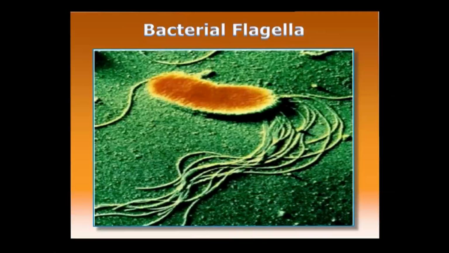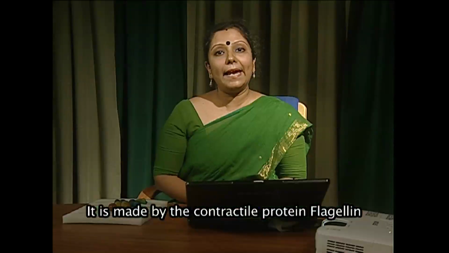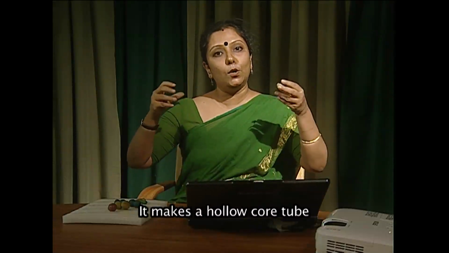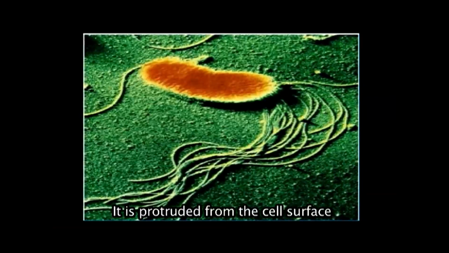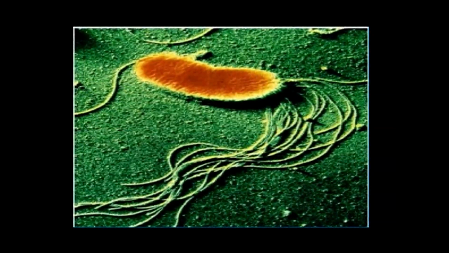The first one is bacterial flagella. Bacterial flagella is needed for the bacterial motility. It is made by the contractile protein flagellin. It makes a hollow core tube. It is protruded from the cell surface and it has 90-degree bend as well. It gains its energy from the ionic flow and it helps in the motility of the bacteria.